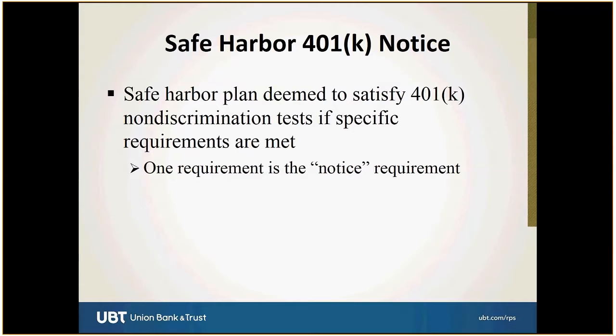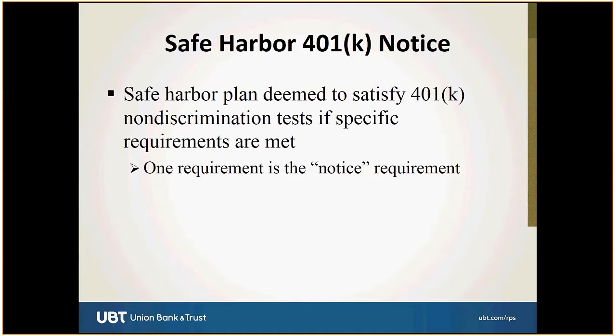It's a plan design that is deemed to satisfy the 401k non-discrimination tests. And so if you satisfy specific requirements inside this Safe Harbor 401k plan, then you will get a pass on the non-discrimination tests that apply to elective deferrals, and in most cases, by design, you will also be deemed to satisfy the non-discrimination tests as they apply to matching contributions.